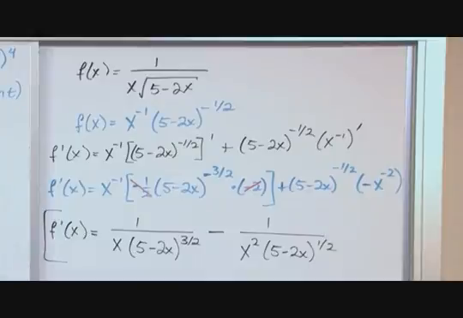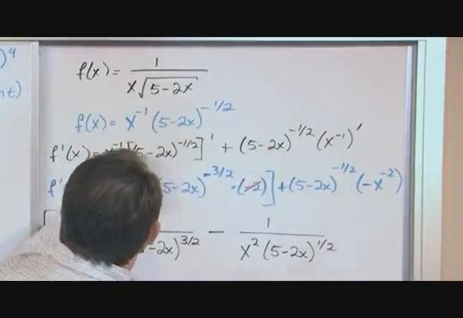So we'll have 1 over x, 5 minus 2x to the power of 3/2 on the bottom, minus 1 over x squared, 5 minus 2x to the power of 1/2. So it's the same exact thing. You have to look at the big picture first.